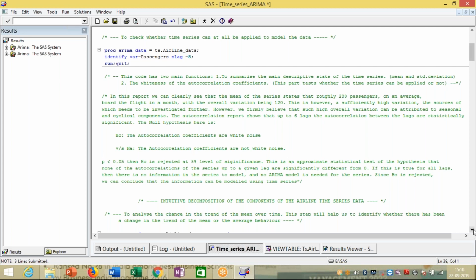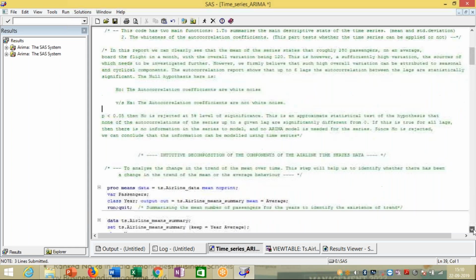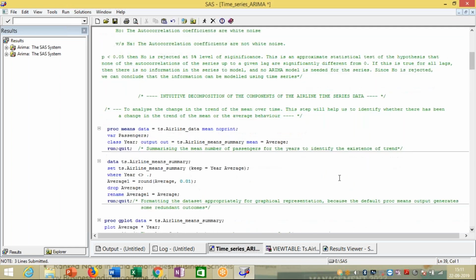Now what we'll do next is move on to the decomposition of the components of the airline time series. Over here, what we want to understand is how the series is actually behaving. Is this time series a stationary time series or not? One very simple concept for stationary time series is that, by definition, a time series is stationary if its mean and standard deviation remain constant across the data.